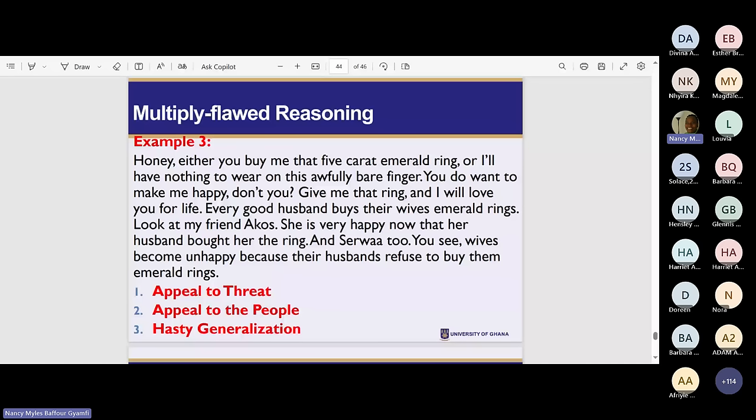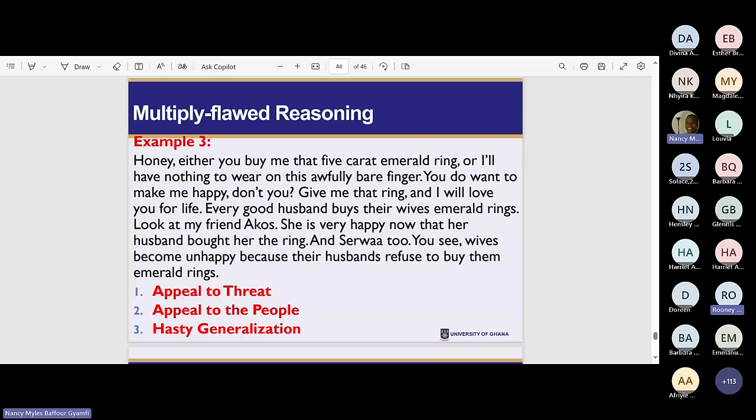Multiple flawed reasoning. Honey, either you buy me that 5-carat emerald ring, or I'll have nothing to wear on this awfully bare finger. You do want to make me happy, don't you? Give me that ring, and I will love you for life. Generalization. Are you ready?